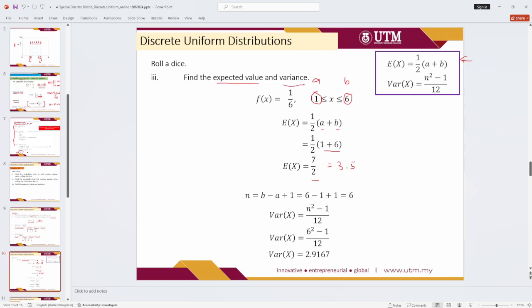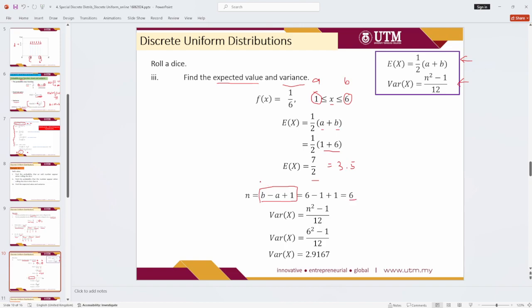And then for the variance, we will use this formula, n squared minus 1 over 12. Okay. So what is our n? So our n you can just find using this formula, b minus a plus 1. Either use this formula or you can just count one by one. Since x can take values from 1 until 6, that means we have 1, 2, 3, 4, 5, 6. So n will be equal to 6.